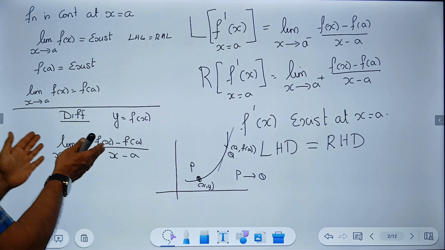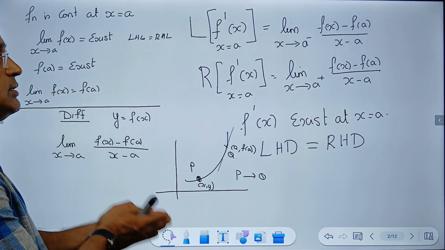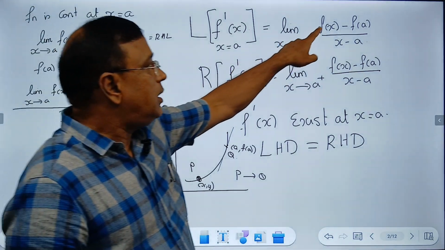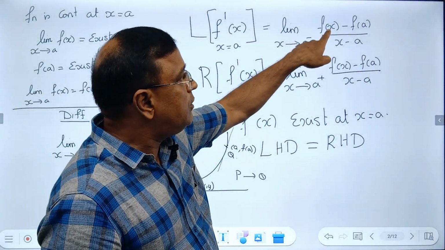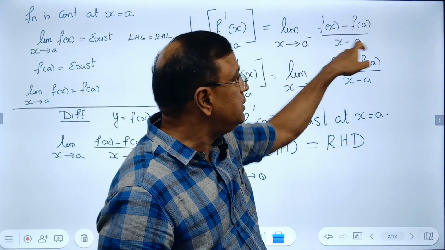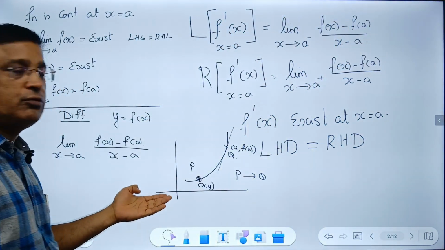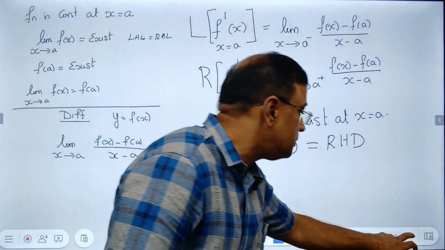So differentiable means left hand derivative should exist, right hand derivative should exist, and both should be equal. And I hope you also understood the meaning of f of x minus f of a by x minus a, which is slope of the secant, which becomes the slope of the tangent when x approaches to a. I have shown you this. Okay, let's go to the problem.